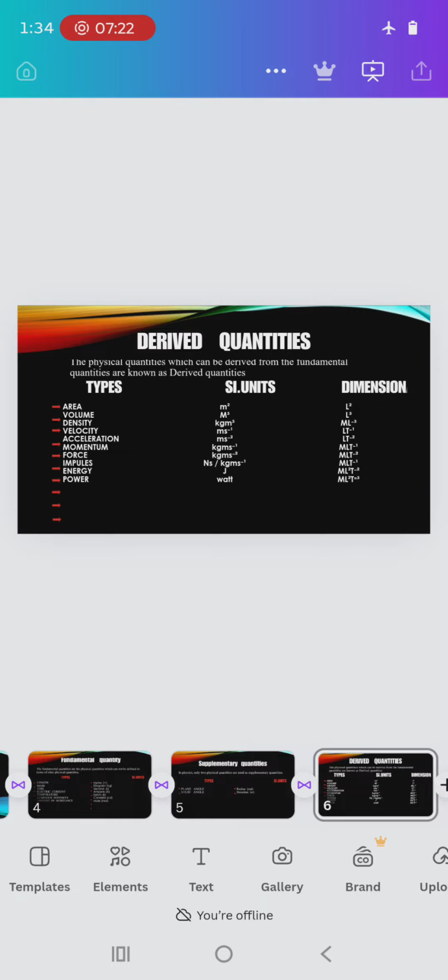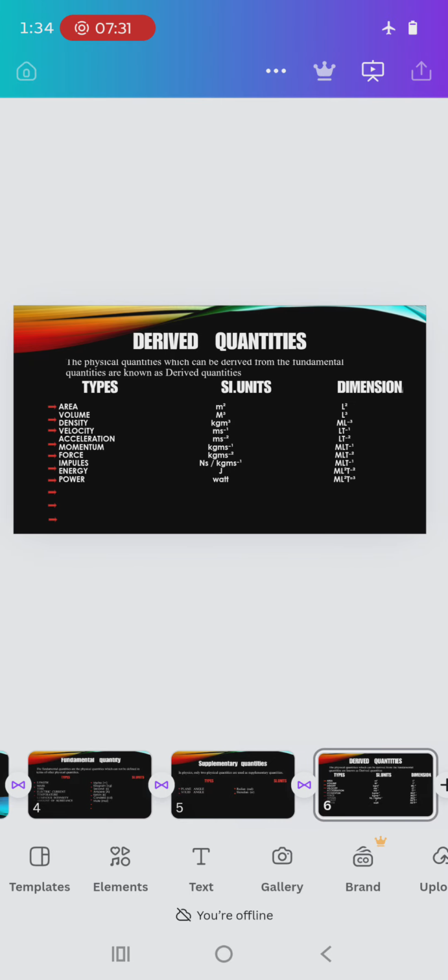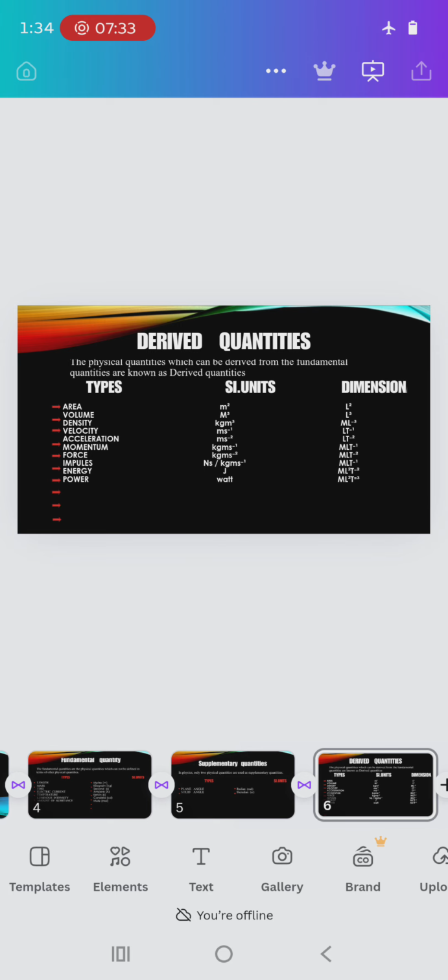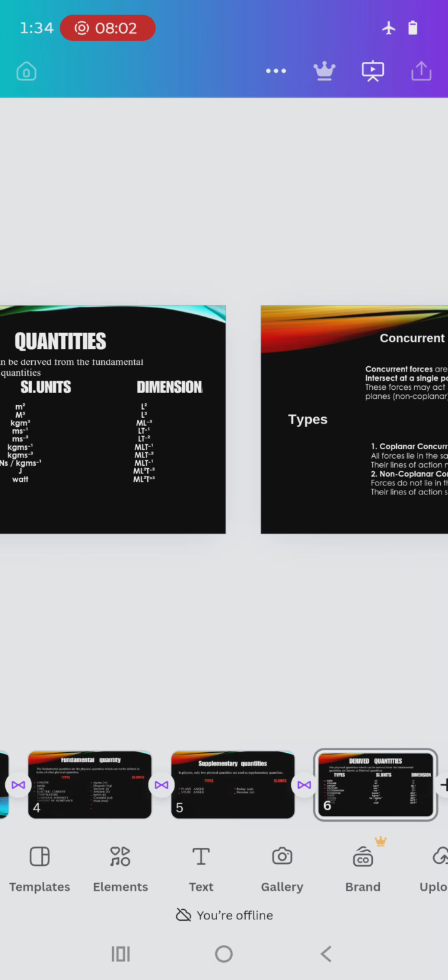The SI unit of the volume is m cube. The dimensional formula for volume is L cube. Then density, kg per m cube, and its dimensional formula. Then velocity, acceleration, momentum, force, impulse, energy, power. These are the other types, and then SI units and dimensional formulas. Okay.